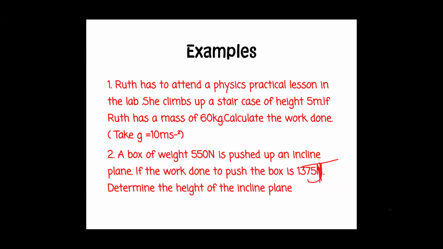So we have number 2. They are telling us we have a box of weight 500 newtons. Now for number 2, we don't even have to bother with the acceleration due to gravity, because our weight is already in newtons and is pushed up an inclined plane. If work done in pushing the box is 1,375 joules, that one has to be joules because it's work done. Then they are asking us to get the height of the incline.